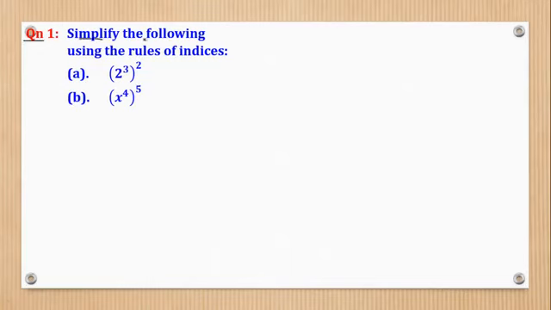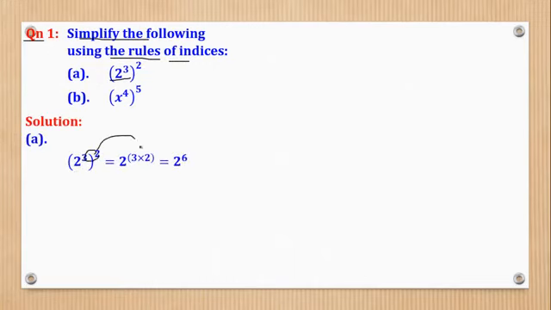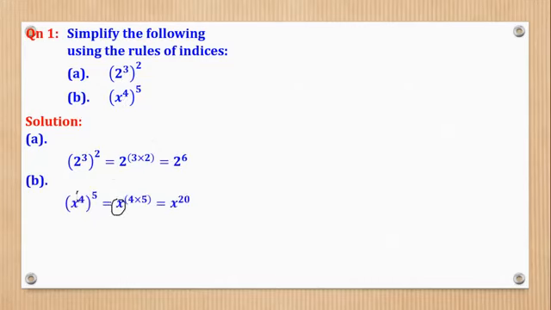So question 1 says, simplify the following using the rules of indices. 2 to the power 3 to the power 2. It means you keep the base constant and multiply the powers. Apply these powers here to give you 2 to the power 6. What about x to the power 4 to the power 5? Keep the base constant and multiply these powers to give you x to the power 20. So that is about the rule for powers.